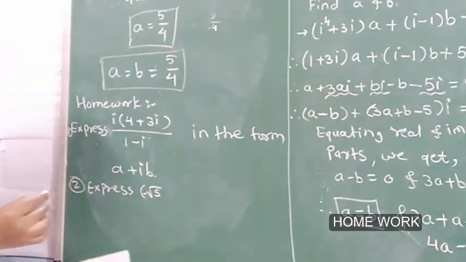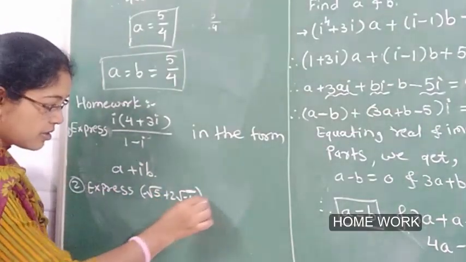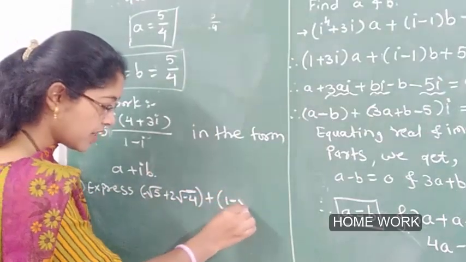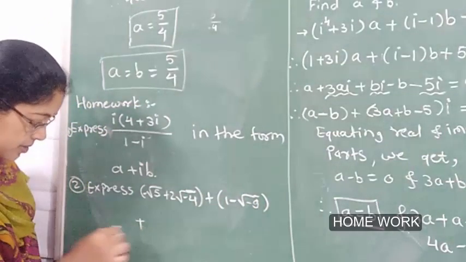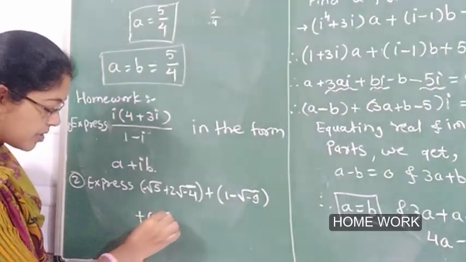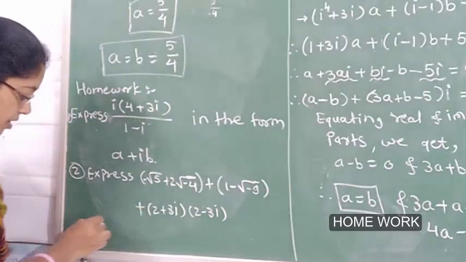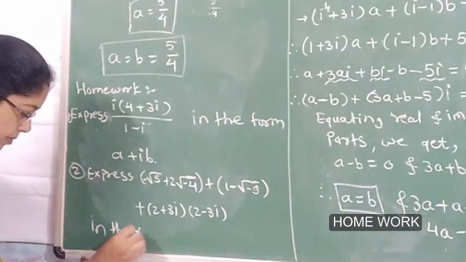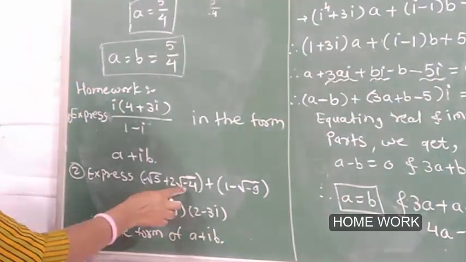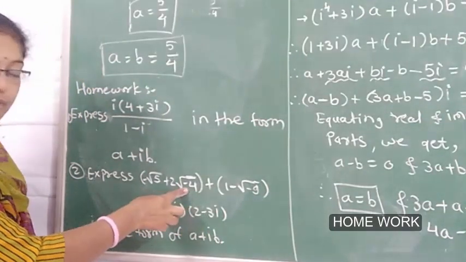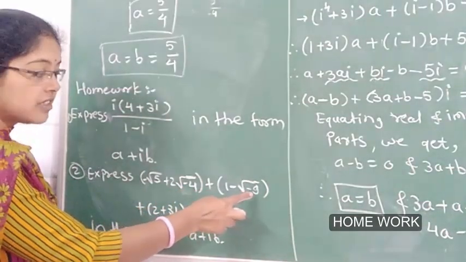Express minus root 5 plus 2 into root of minus 4, plus 1 minus under root of minus 9, plus 2 plus 3i into 2 minus 3i, in the form a + ib. Here, under root of minus 4 is 2i, and under root of minus 9 is 3i.